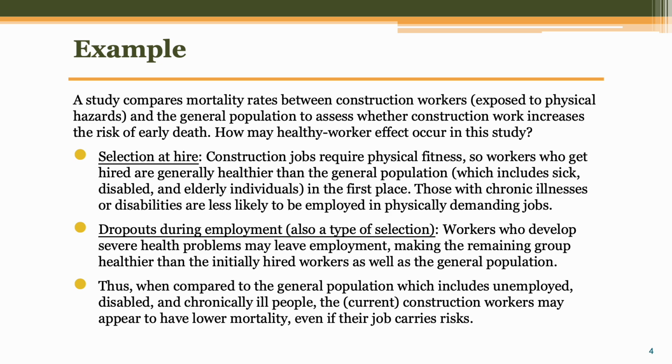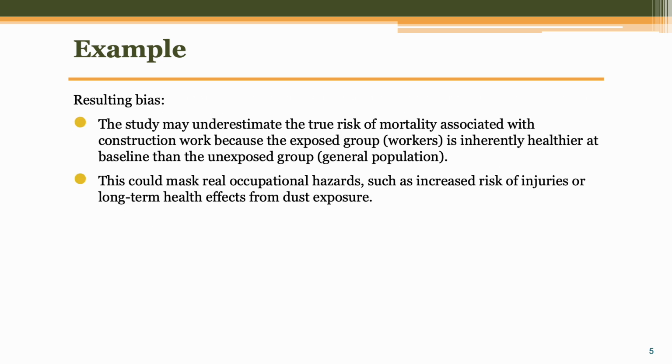Thus, when compared to the general population, which includes unemployed, disabled, and chronically ill people, the current construction workers may appear to have lower mortality, even if their job carries risks. As a result, the study may underestimate the true risk of mortality associated with construction work, because the exposed group who are current workers is inherently healthier at baseline than the unexposed group, who is the general population. This could mask real occupational hazards, such as increased risk of injuries or long-term health effects from dust exposure.